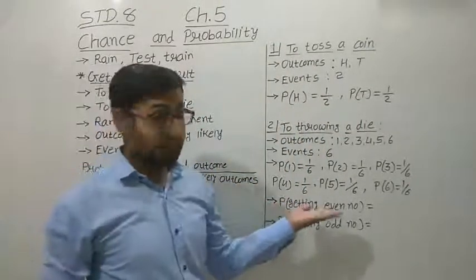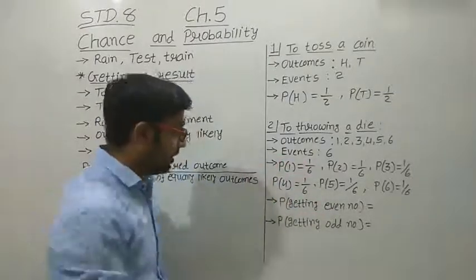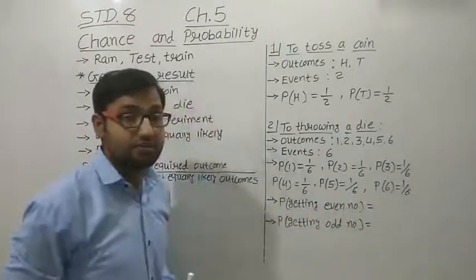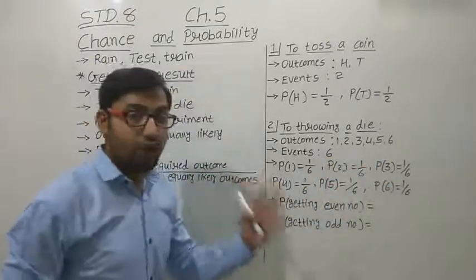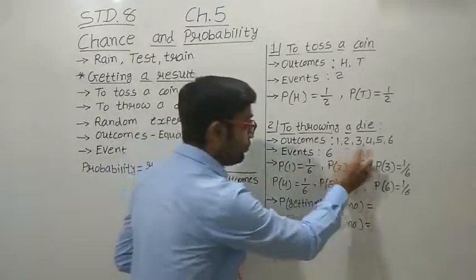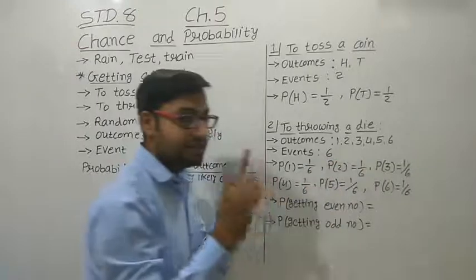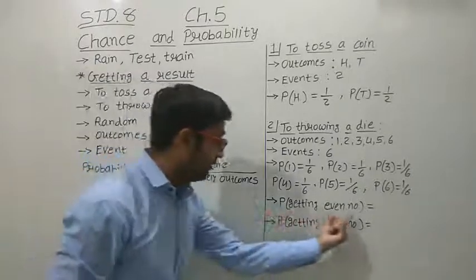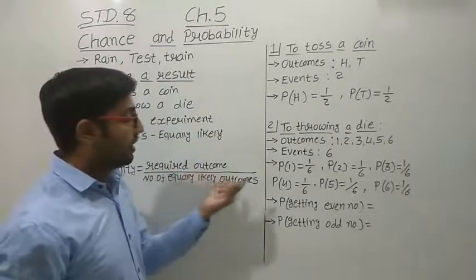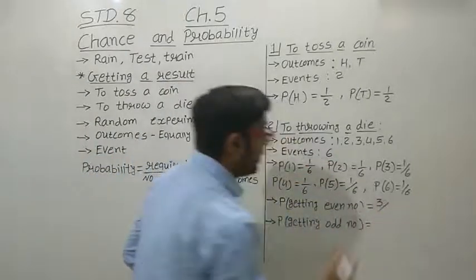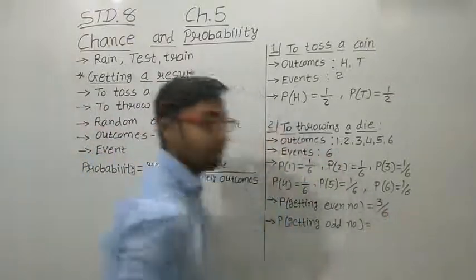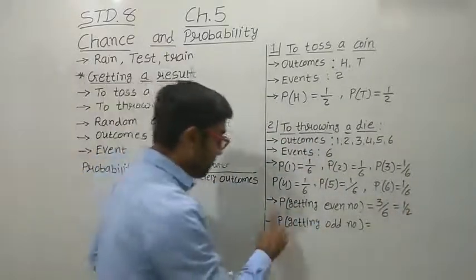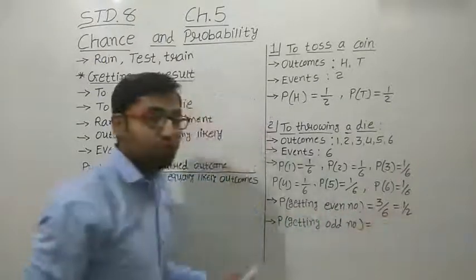Right? Are there any other events possible? Yes. Getting an even number is also an event. So what is the probability of getting an even number? Now see, how many outcomes are there? 6. Out of that, how many are even numbers? 2, 4 and 6. Those are three outcomes which are even numbers. So the required outcomes are 3, and the possible outcomes are 6, which we put in the denominator. When we cancel 3 and 6, we get 1 upon 2. So the probability of getting an even number is 1 upon 2.